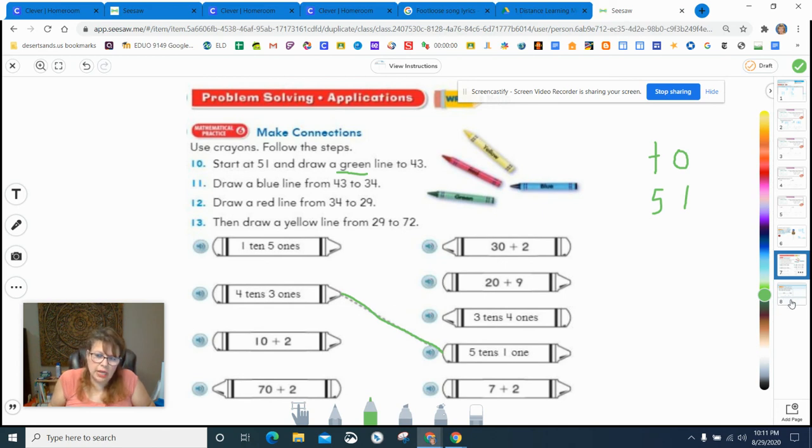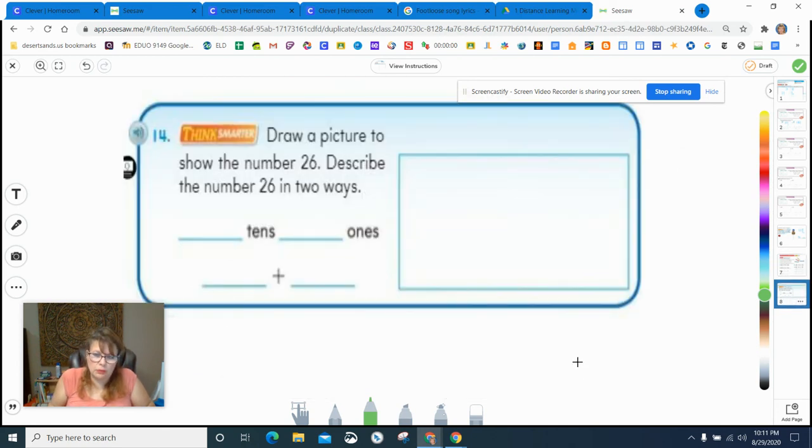Now I'm going to show you the last problem because it is a word problem and I want to make sure that you understand what to do. So it says right here, draw a picture to show the number 26. So I'm going to put TO. I always like to put TO. Remember, TO is my best friend. So it says 26. I'm going to just write my number 26 under the TO.